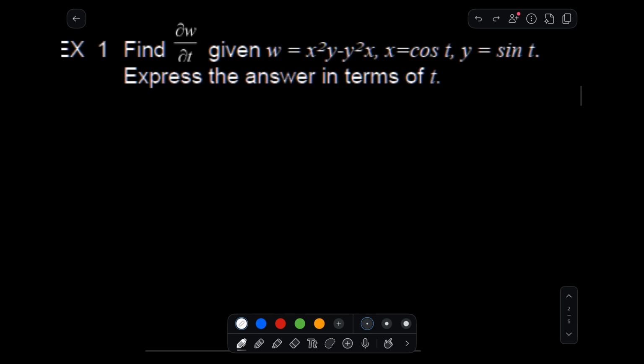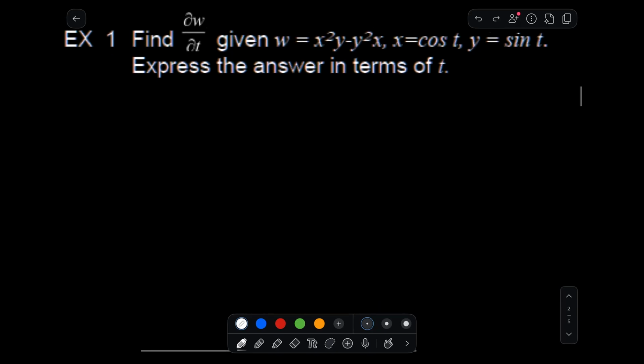Feel free to pause the video and try this problem on your own. Let's get right into it.